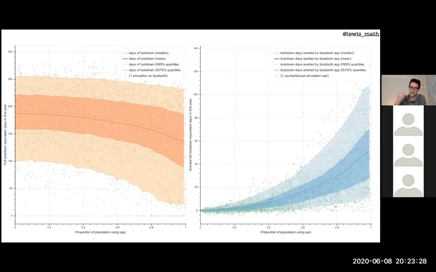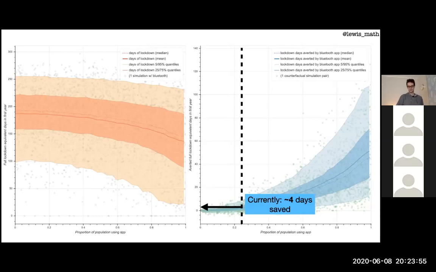You have this sort of quadratic effect. Because in order to do effective contact tracing, both the infected and the infectee need to have your app installed, right? You need to be able to identify both of those. You get this quadratic term where it only goes up steeply once you have a large proportion of the population using your app.